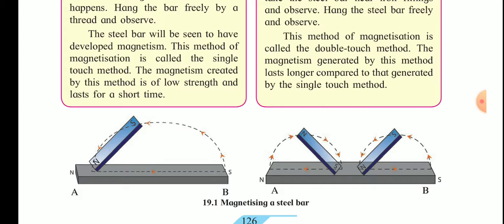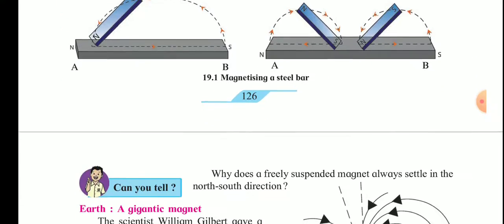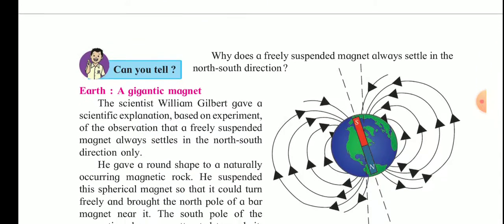After some time we see that the south pole of the left side magnet creates a north pole at the end A, and the north pole of the right side bar magnet creates a south pole at the end B. We move these two magnets for around 15 to 20 times, and after some time we see that this steel bar AB acts as a magnet. Since we are using two magnets for creating magnetism in a steel bar, this method of magnetizing a steel bar is called the double touch method.